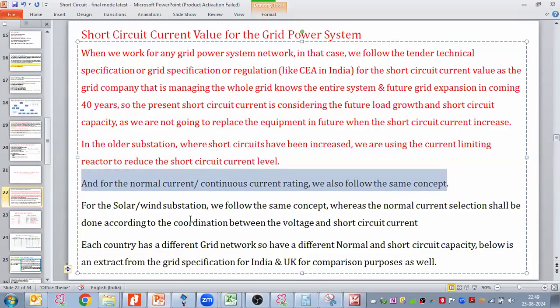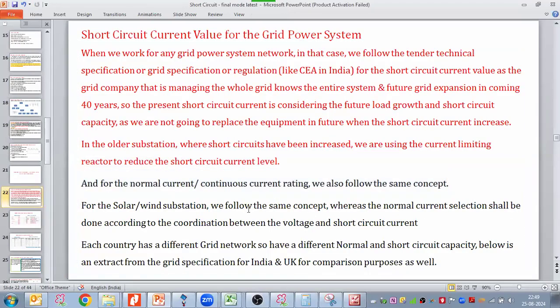Now coming to solar or wind substations. What do we do there? We follow the same concept for the short circuit current and normal current. Please focus here, because when you prepare the SLD, this knowledge will help you. For solar or wind substations, I'm going to follow the grid regulations for the short circuit current.